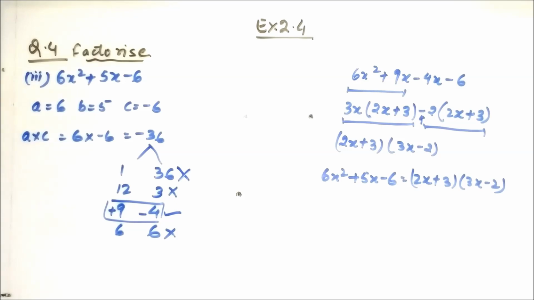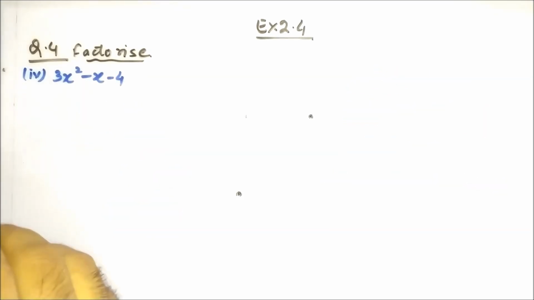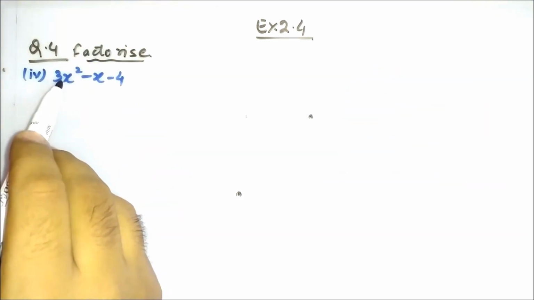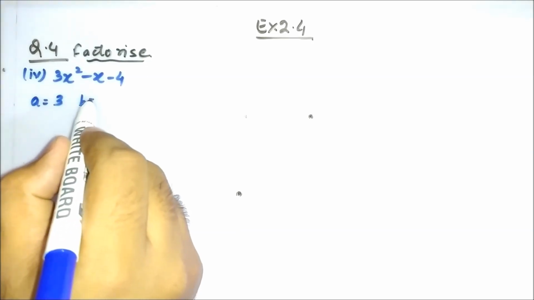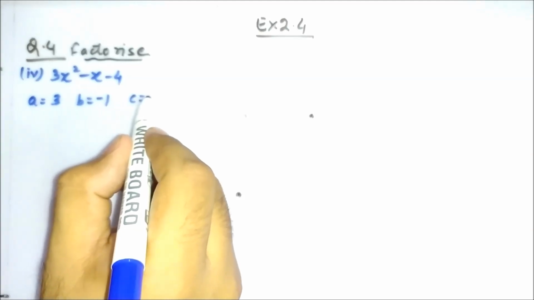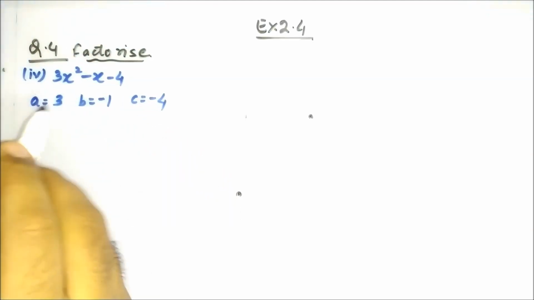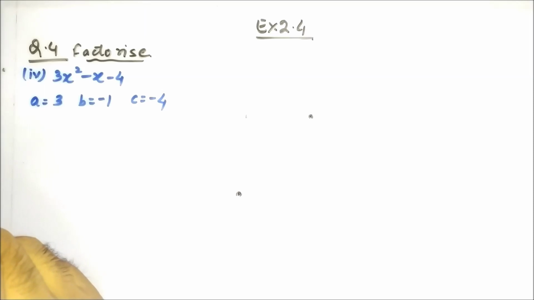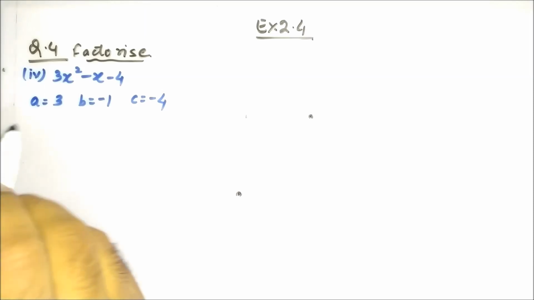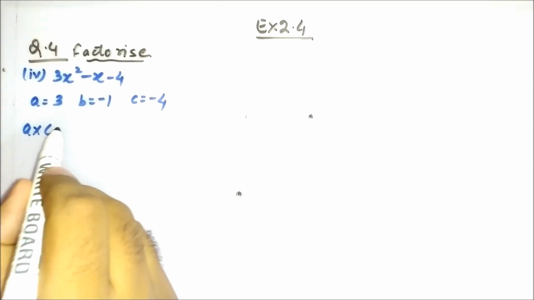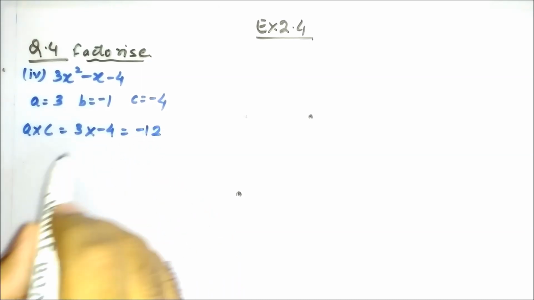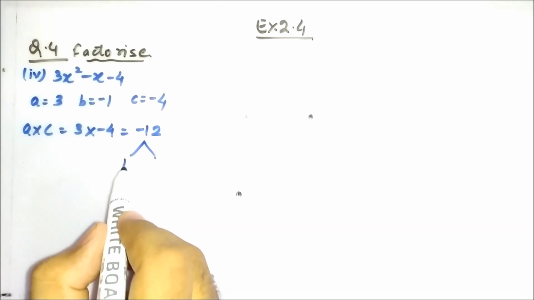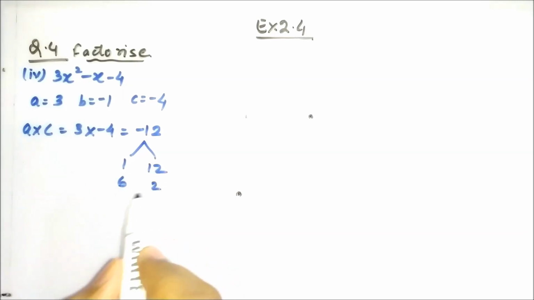Let us see the last part of this. This is the fourth part, 3x square minus x minus 4. So value of a is 3 here, value of b is minus 1 and value of c is minus 4 here. Again we have compared this to the general form, that is ax square plus bx plus c. Now we'll take a into c, that is 3 into minus 4, that will give us minus 12. We'll break this minus 12 as 1 into 12, 6 into 2, 4 into 3. So these are the possible factors.